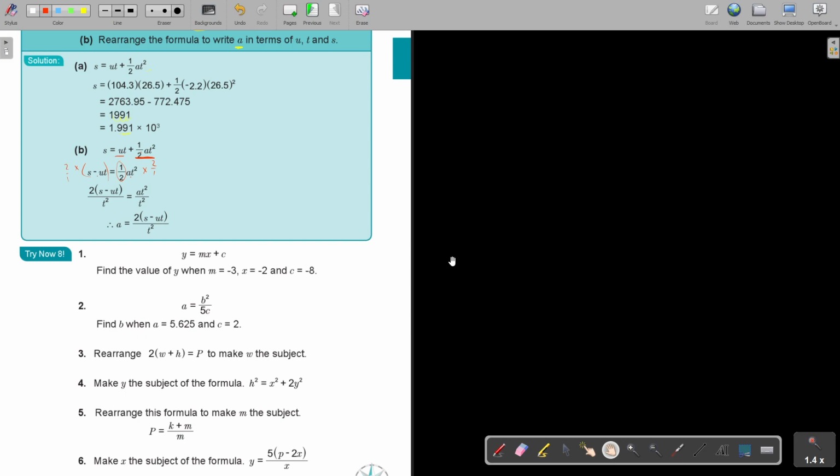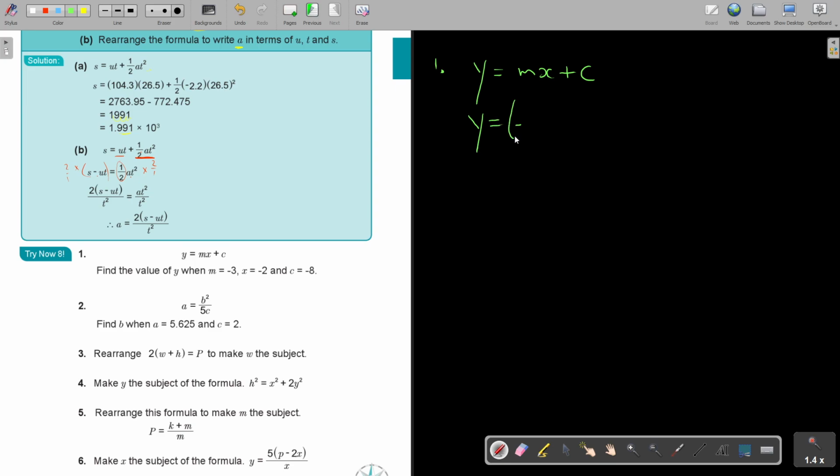Okay. Number 1. So y is equal to mx plus c. Okay, this is nice. This is the name of the book. This is the formula of a straight line. So find the value of y when m is negative 3, x is negative 2 and c is negative 8. Oh, this is a very nice one, very basic.